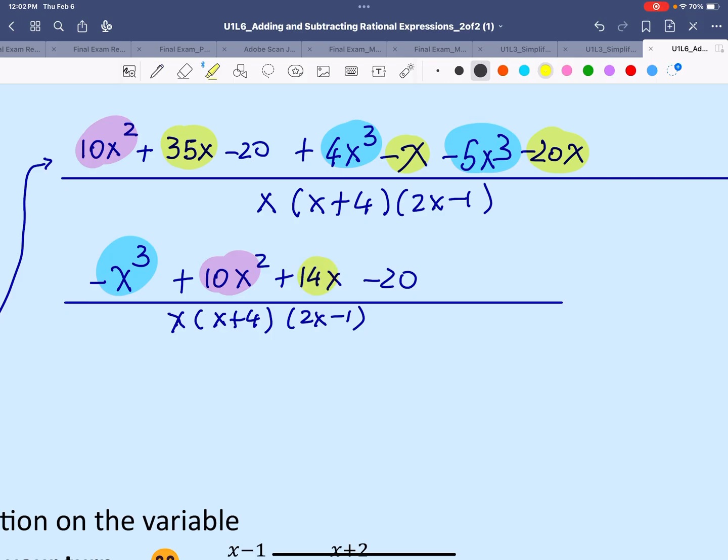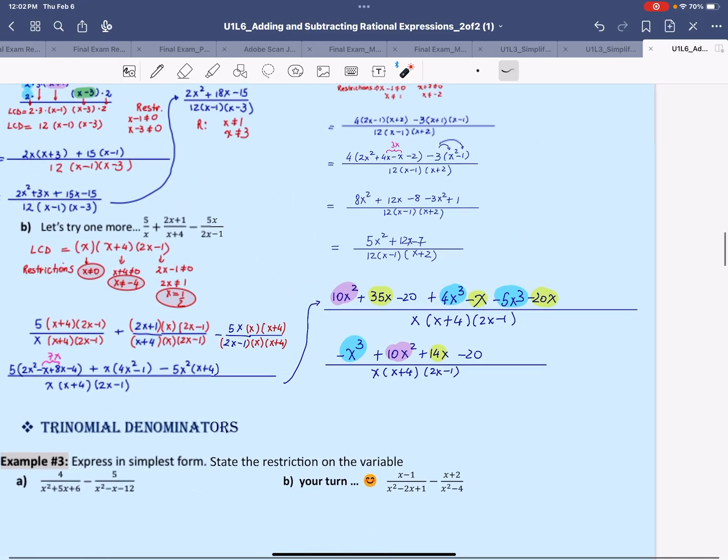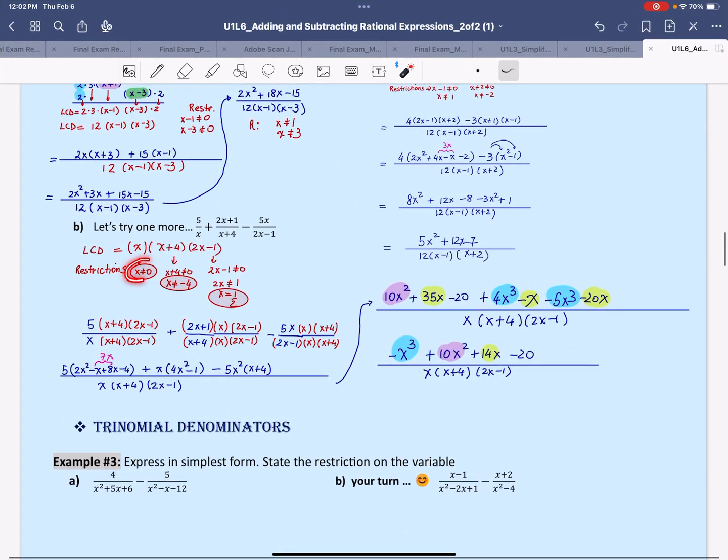Normally we would have to check and see if this is factorable. And the only way that you know how to factor in grade 11 is factoring by grouping. We learn how to factor polynomials of degree higher than 2 in grade 12. So we're going to leave the answer in this form. And remember that the restrictions are that x cannot equal 0, negative 4, and 1 over 2.